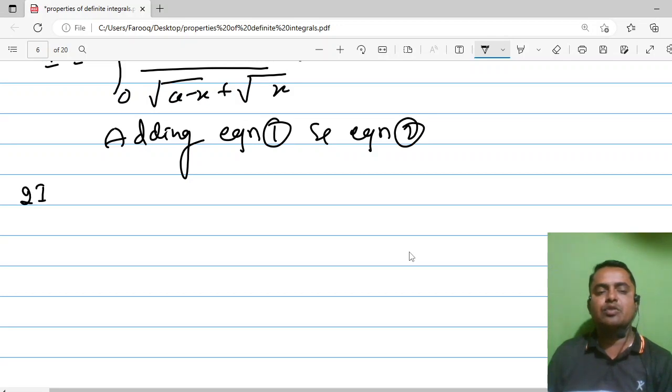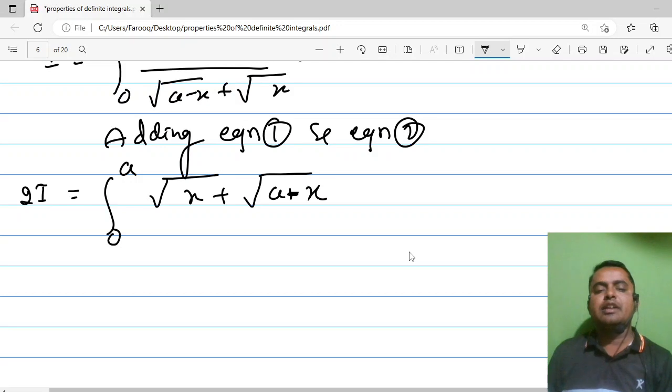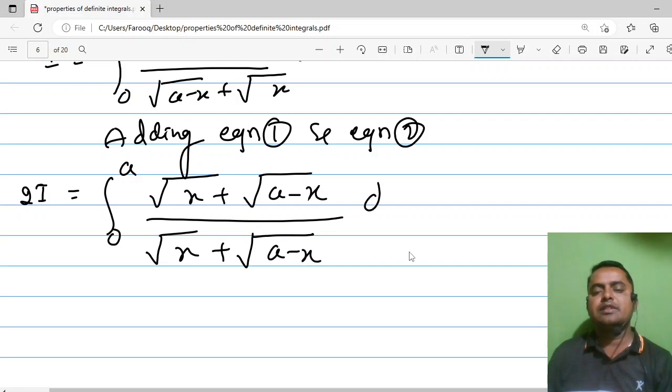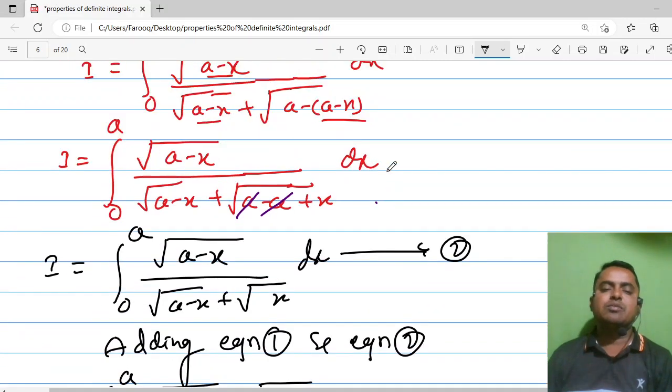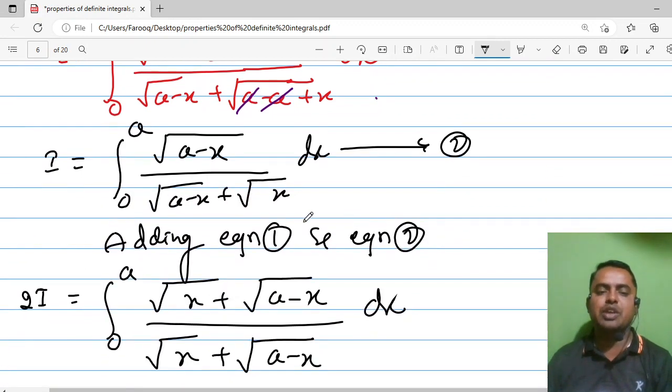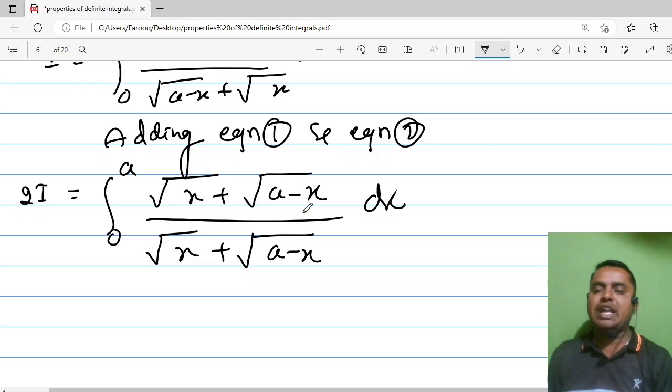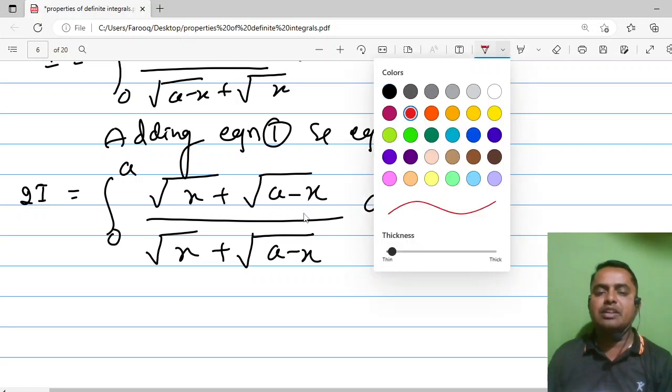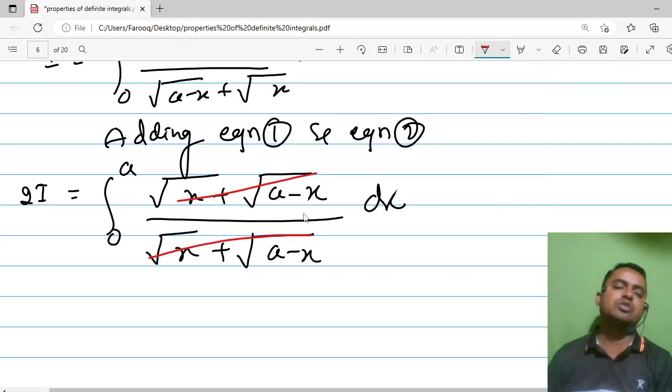Adding equation 1 and equation 2 we get 2I is equal to integral 0 to a of root of x plus root of a minus x in the numerator, and the denominator is also the same, root of x plus root of a minus x, dx. Why is the denominator the same? Because both equation 1 and 2 have the same denominator value. Now cancel the numerator and denominator terms, and you get only dx.